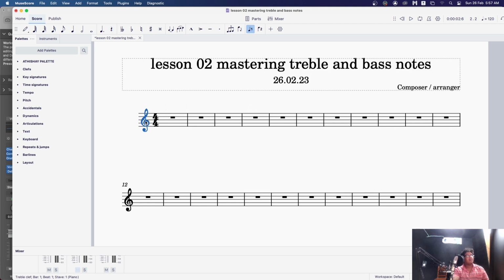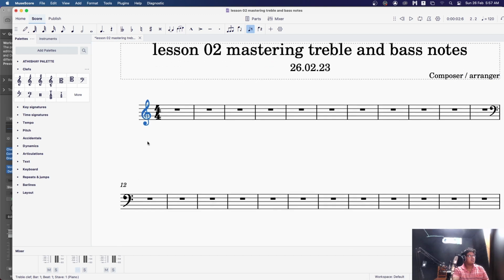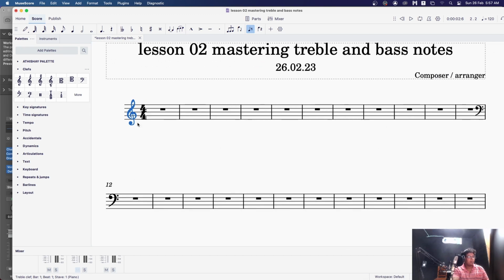So this is the treble clef, and let me have a bass clef as well. This is the bass clef. Okay, I hope you remember this, the treble clef and bass clef. I'll just add some random notes.